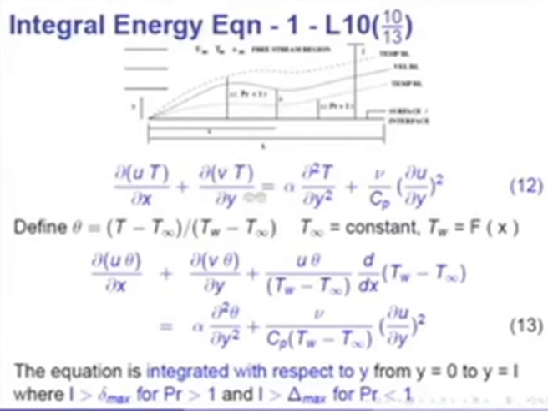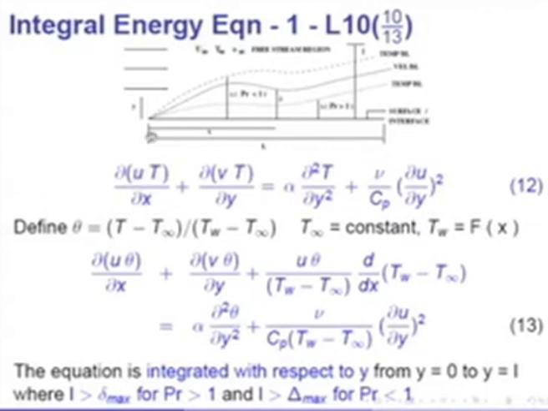So, while integrating this energy equation, which includes this viscous dissipation term, we will choose L big enough so that it is either greater than delta for the case of Prandtl greater than 1, or it is greater than the thermal boundary layer thickness capital delta for Prandtl number less than 1. We define for convenience theta equal to T minus T infinity, where T infinity is constant with x, but T wall is some function of x, and I will introduce that function shortly.